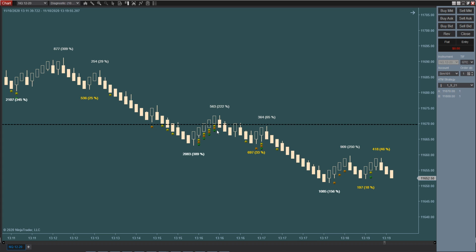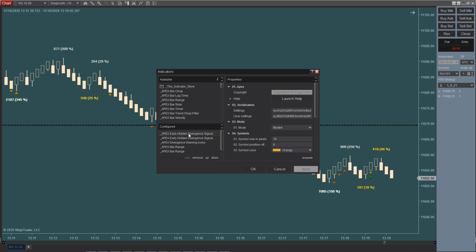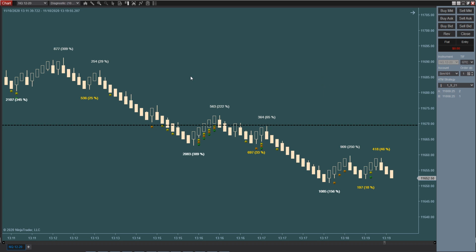You could literally click on them, and it'll show you right there: early hidden divergence signal, orange. Early hidden divergence signal, lime green. There are basically 2 other Apex indicators and algos that are written into this, and they measure things differently.